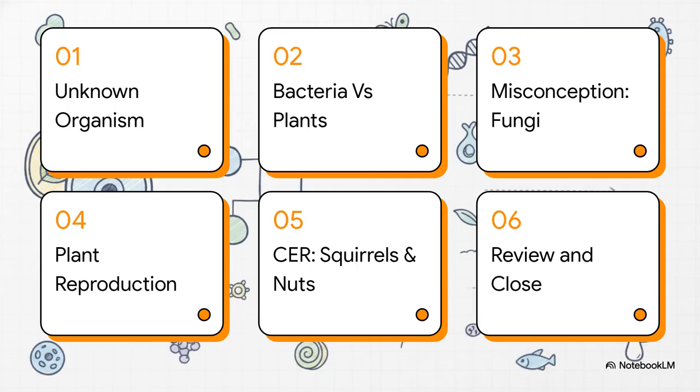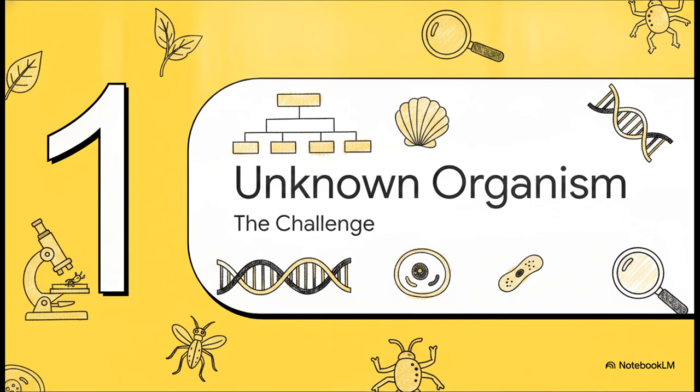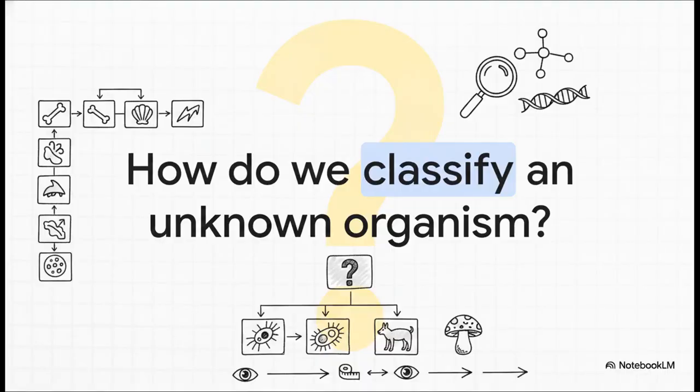Let's get into it. Section 1, the Unknown Organism Challenge. We're kicking off this worked practice with a huge mystery to solve, using our Chapter 1 classification skills. Imagine you're a scientist who just stumbled upon a totally new organism in the wild. I mean, where do you even begin? Well, when faced with a mystery life form, we have to ask ourselves how we can systematically narrow down what it is, right? We need a decision tree model.